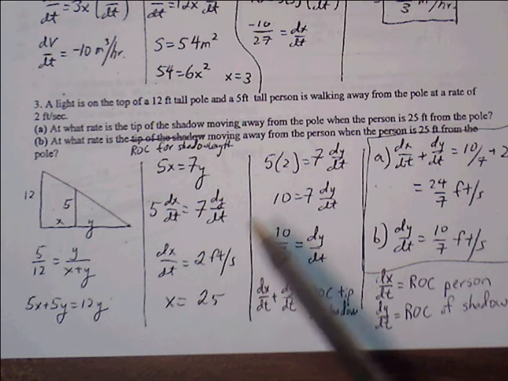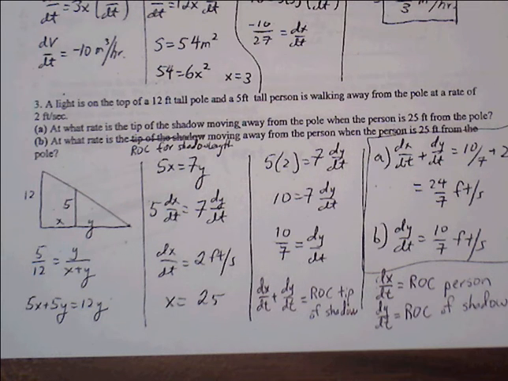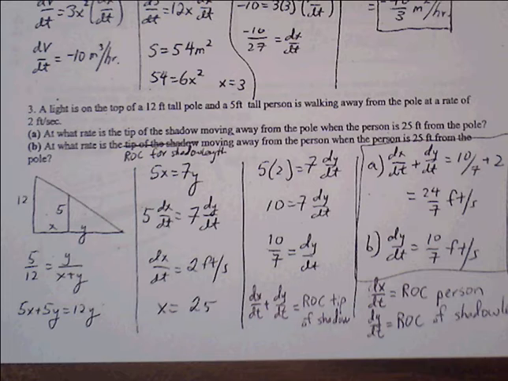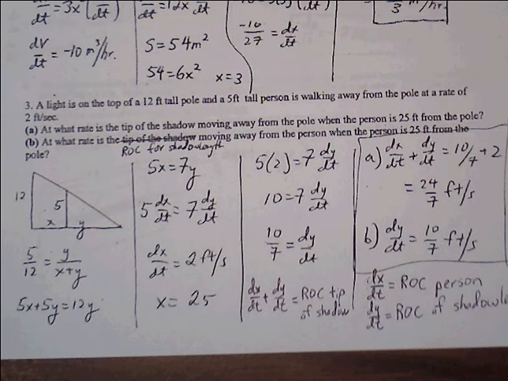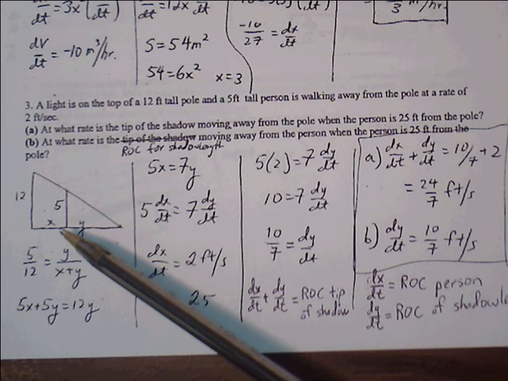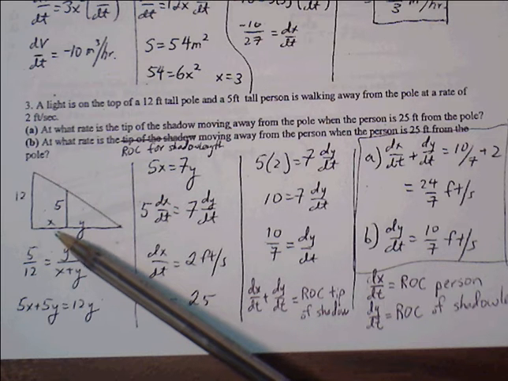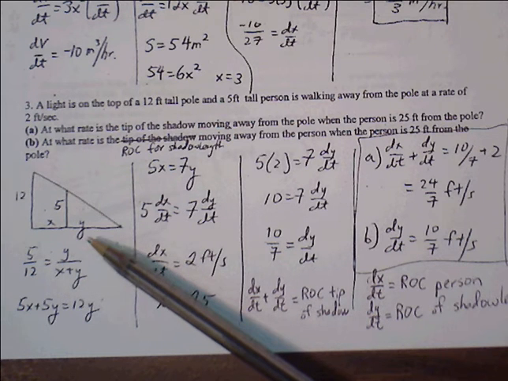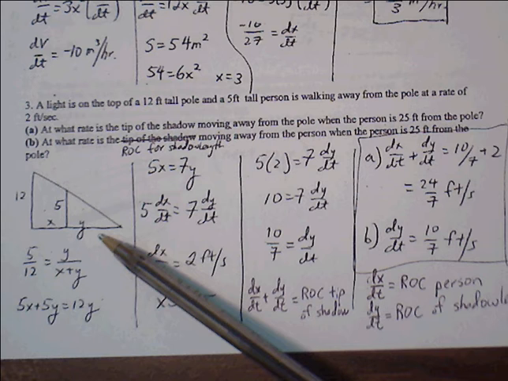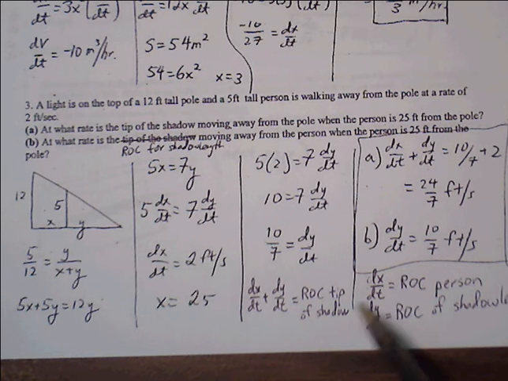So let me go over what each of these variables represent. dx/dt is the rate of change of the person walking either towards the pole or away from the pole. So that's dx/dt, the rate of change of x. The dy/dt, the rate of change of y, when that distance is changing, represents the rate of change of the shadow length.